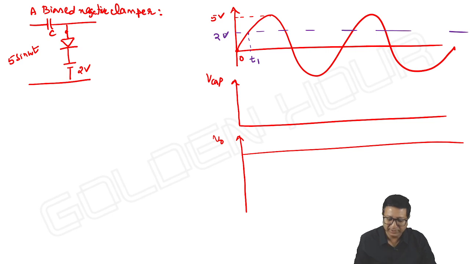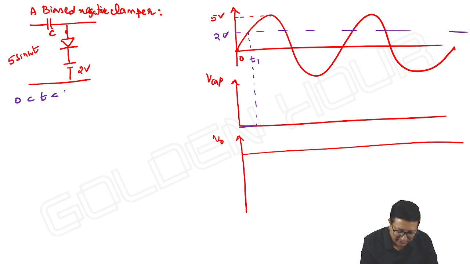2 volts, I am writing. So how long does the diode not conduct? As long as the input is less than 2 volts. That means the anode voltage is less than the cathode voltage, so the capacitor simply acts as a short circuit. For 0 less than t less than t1, the diode is off and the capacitor acts as a short circuit.